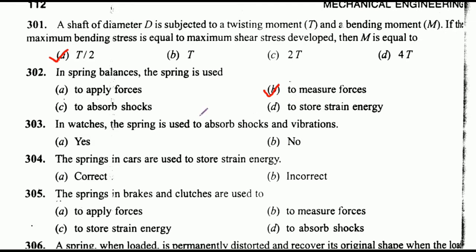Okay. Next is, in watches, the spring is used to absorb shocks and vibrations. Options are yes or no. So here the correct answer is option B, that is no. Next is, the springs in cars are used to store strain energy. Is it correct or incorrect? So here the correct answer is option B, that is the statement is incorrect.